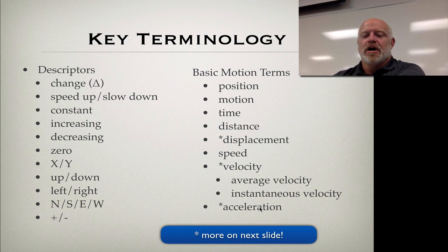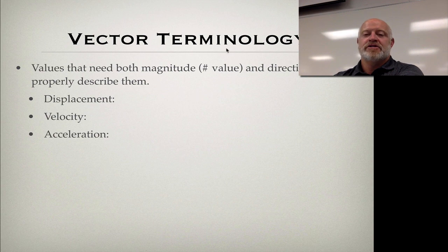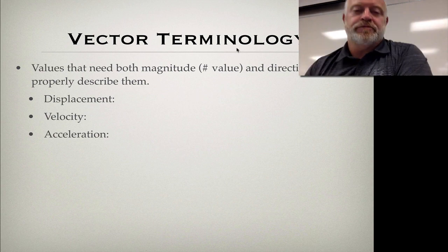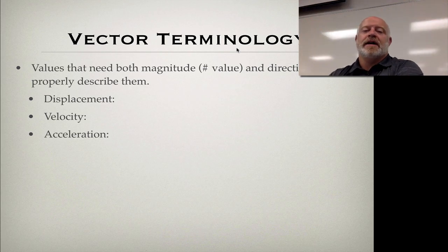We got stars on these three: displacement, velocity, and acceleration, because those are considered vector terminology for us. And what vector terminology is, these are things that include direction. So anytime that we talk about something being displaced, or something having a velocity, or something having acceleration, we also have to include the direction for these. Without the direction, we can't solve the mathematical problems we're going to get into, and we can't complete the picture of what's actually happening with the motion.